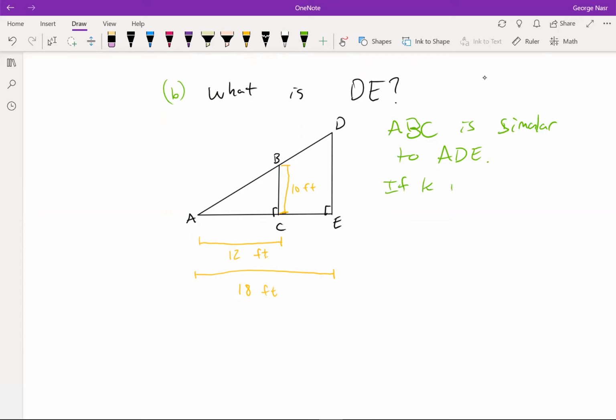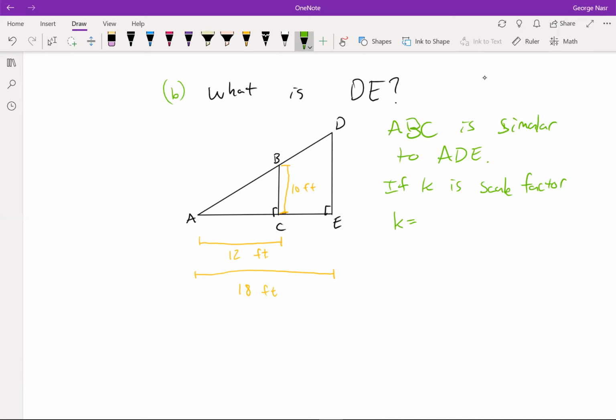Which means we can find the scale factor for these two triangles. We can see by what factor ABC was scaled to get ADE. Remember, the scale factor here is acting like how I scale an image, right? The two cats that we talked about last time was scaled by a factor of 2. So what is K? How much larger is ADE than ABC?